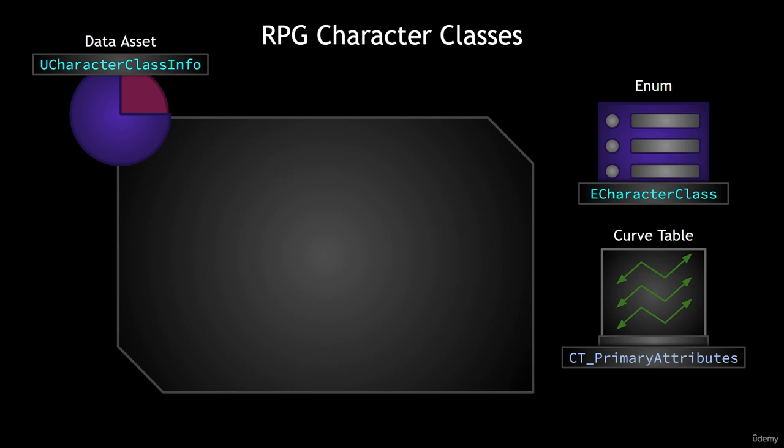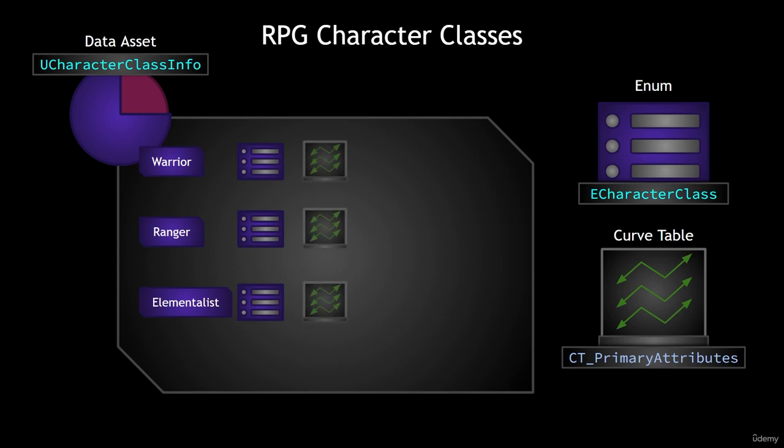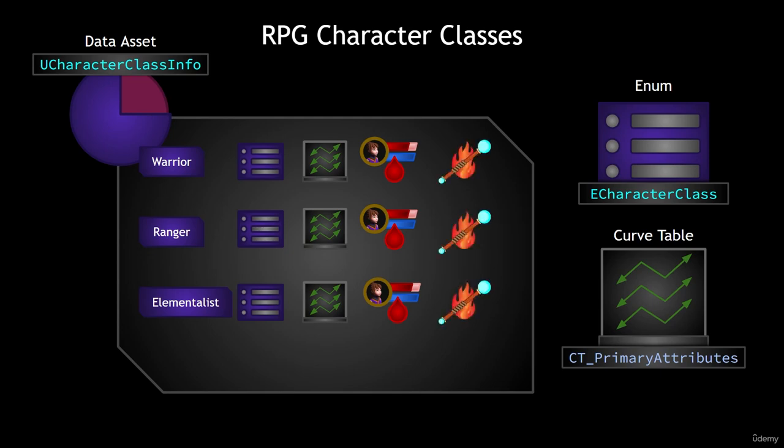So each character class, specified with our character class enum, could have a curve table with curves for each of its primary attributes, storing the starting values that can scale up as an enemy's level increases. Now, we'll also want to apply a gameplay effect to initialize these attributes. We'll also want gameplay effects to set the secondary attributes that are based on the primaries, and also an effect for the vital attributes once all other attributes have been set. And finally, any abilities that the enemy character class has should also be in this data asset, so those can be granted at the beginning of the game.